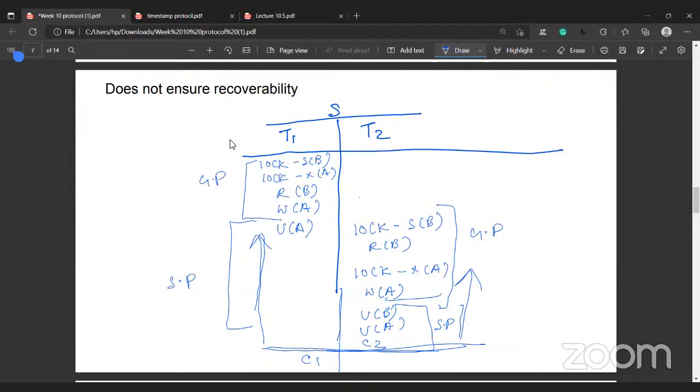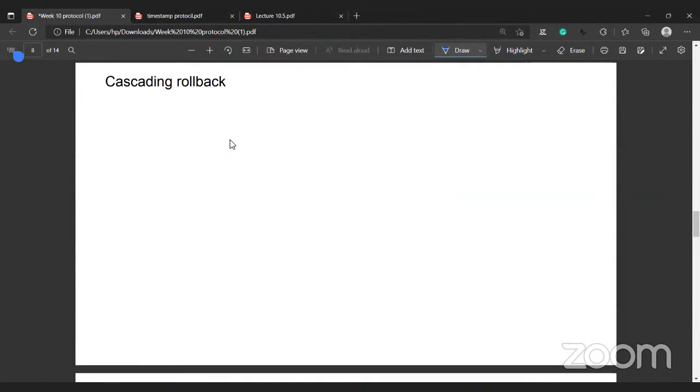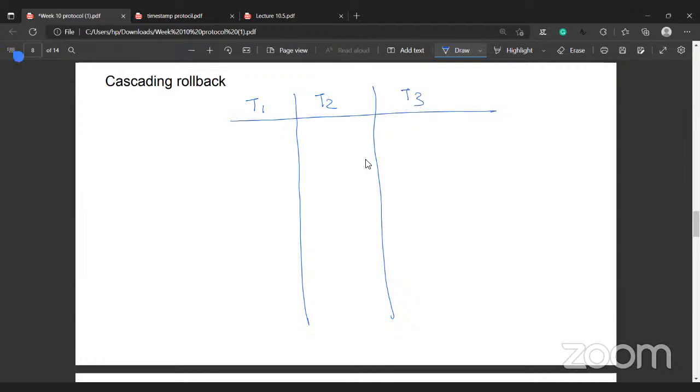Okay. These are the important points. So please try to respond. And second is cascading rollback, right? Suppose there are three transactions, T1, T2, and T3, right?